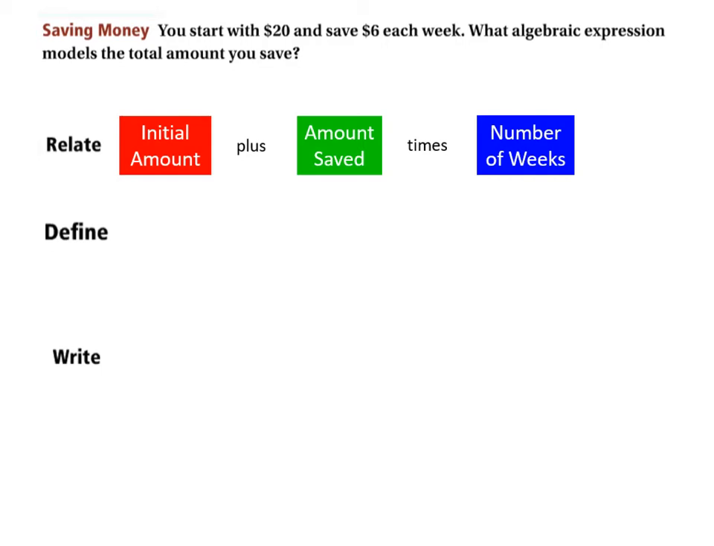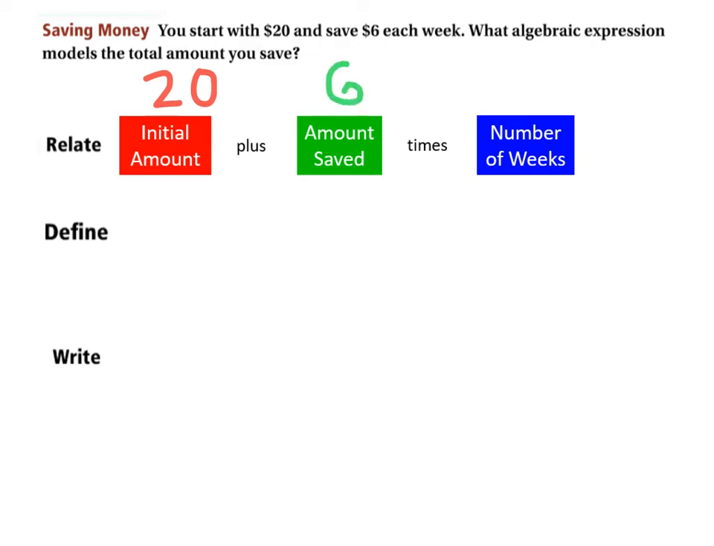The first example says you start with $20 and save $6 each week. What algebraic expression models the total amount you save? Now, if we want to relate these relationships, you should copy this down. We could say the initial amount plus the amount saved times the number of weeks. Now, we know that the initial amount is $20 and the amount saved per week is $6. However, what we don't know is the number of weeks.